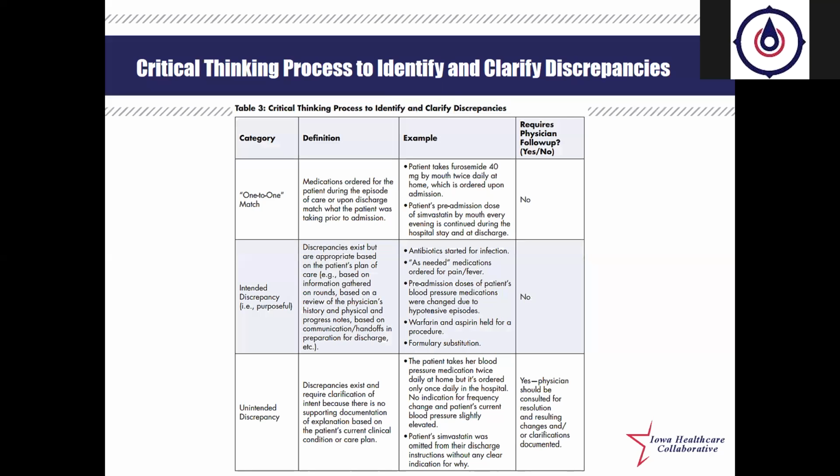Then at that point, yes, we would want to pull a physician in and consult for a resolution of any of these changes and make sure that we have this clarified and know why this change was made. So again, just a good chart for your reference to help you walk through and help with some of that training as you train somebody to do MedRec.